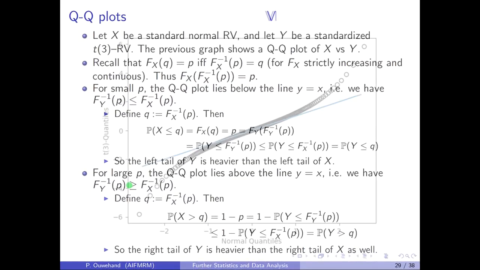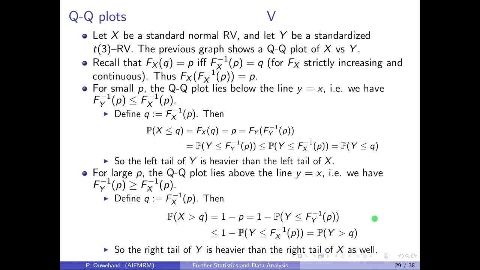For large p, in other words for p close to 1, the QQ plot lies above the line y equals x. In other words, the quantile function of y lies above the quantile function of x. You can follow the argument here to show that in that case the right tail of y is heavier than the right tail of x as well. Thus the T3 distribution has both a heavier left tail and a heavier right tail than the normal distribution. Since both distributions are symmetric about 0, this is not surprising.